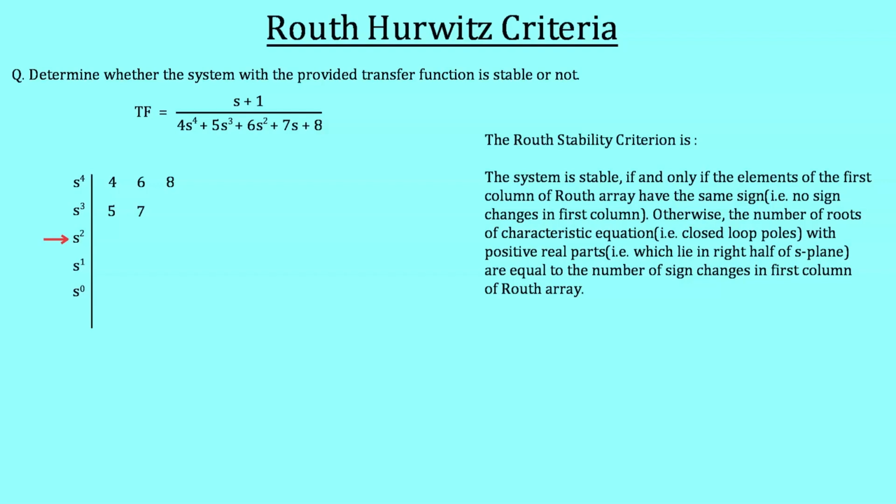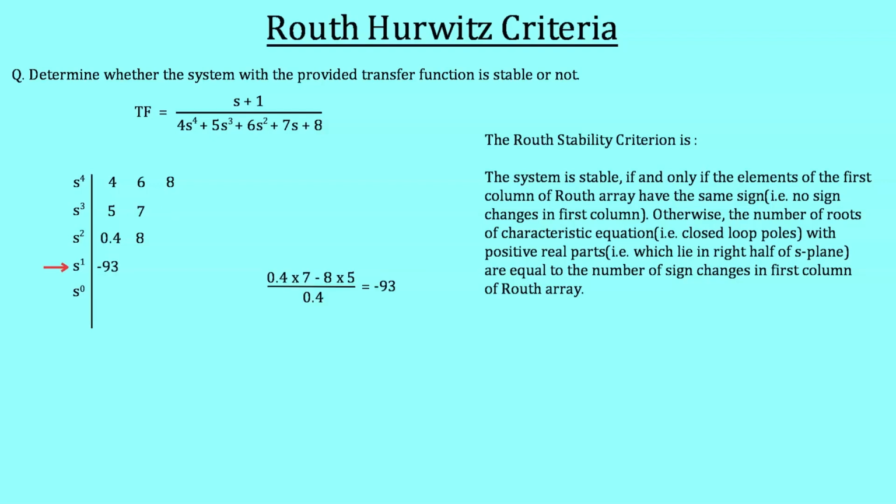The first element will be equal to 5 into 6 minus 4 into 7 divided by 5, which will come out to be equal to 0.4. The second element will be equal to 5 into 8 minus 4 into 0 divided by 5, which will eventually come out to be equal to 8. This 0 in this expression came because there is no element in the third column of the second row. So, we have also found the third row of the Routh table.